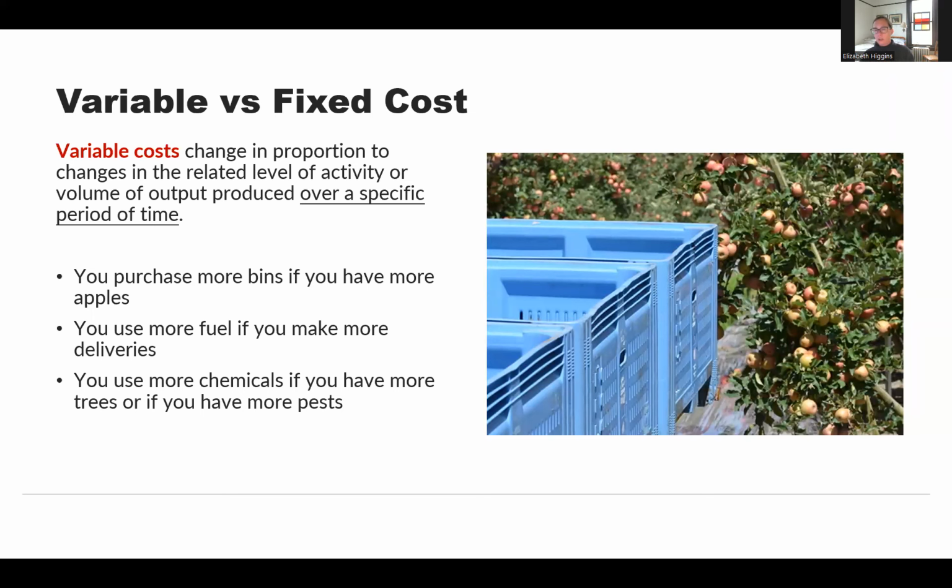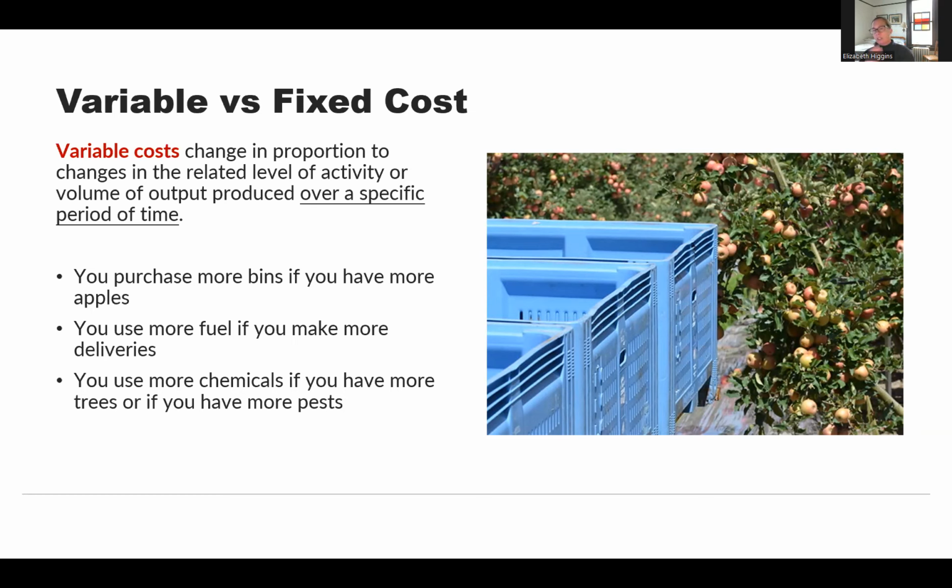Examples of variable costs in production would be: you purchase more bins if you have more apples. You use more fuel if you make more deliveries. You use more chemicals if you have more trees or if you have more pests. So in each case, these are variable costs. They go up, they go down, depending on your level of effort.